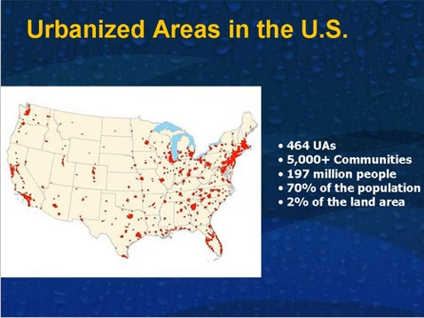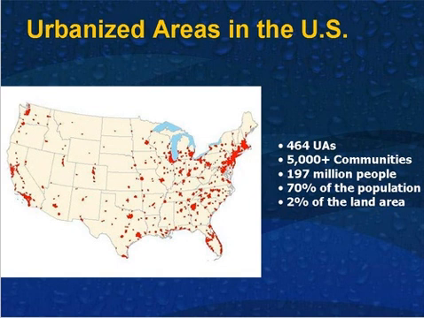Okay, this map shows the urbanized areas in the United States according to the 2000 census. As Thelma was just mentioning, there are 464 urbanized areas, those core areas of larger population. They cover some 5,000 plus communities across the United States, as we saw in that example of Allentown, Bethlehem, Pennsylvania. Many of the suburban areas, too, are included. 197 million people are in the urbanized area, so about 70% of the United States, and interestingly that lives on about 2% of the land area.